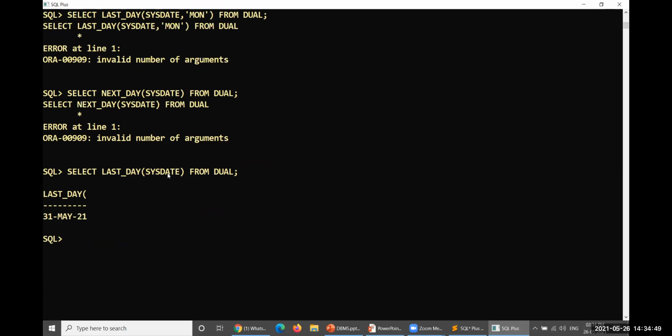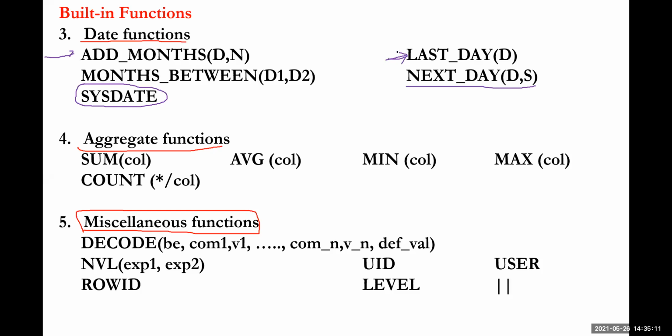Let us consider LAST_DAY of not system date. Let me take some value. LAST_DAY of some 03, so next month is JUN, 2021. For this particular month, June, what is the last day? 30. Okay, something like that. Last day in the sense that the month's last day gets displayed.